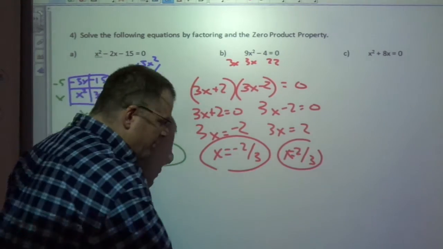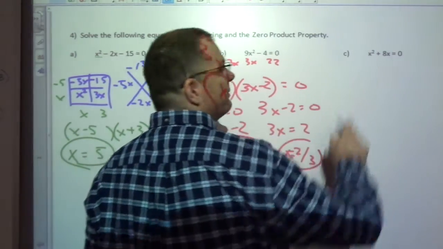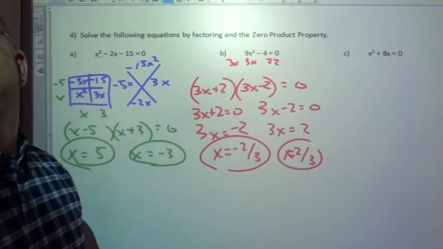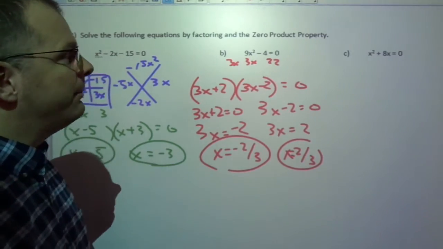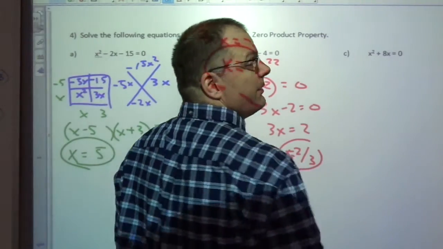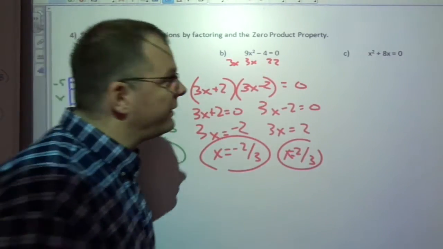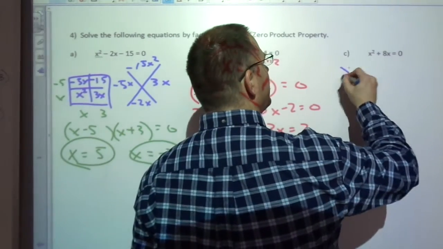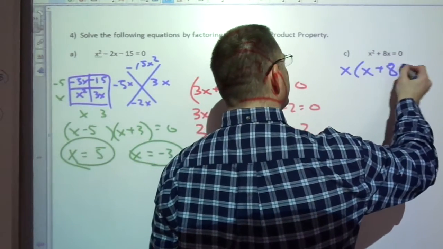And the last one, I could do a box and know that the C term is missing, so I can make C 0. That would work. It would be all right. But this is a greatest common factor, and we always want to check to see if there's a greatest common factor. I can just divide an x out, and that leaves me x plus 8.